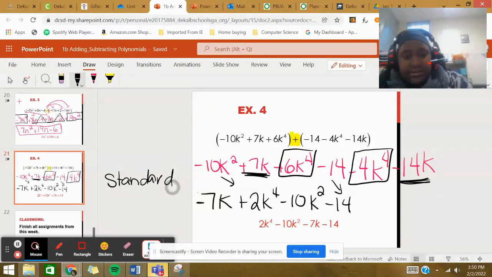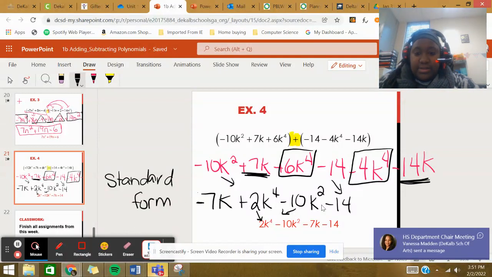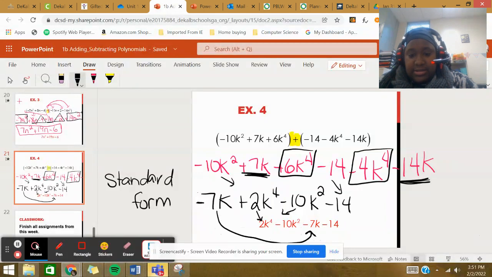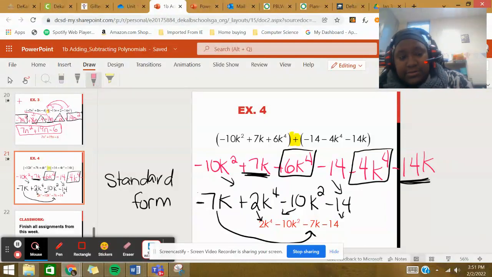And I say this over and over and over again because with polynomial expressions, everything has to be in standard form. So I'm actually going to rewrite this in standard form. Our highest exponent, remember that's from highest to lowest exponent, is going to be 2k to the fourth. And then we've got negative 10k squared. And then you're going to have a negative 7k. And then finally, your constant, which doesn't have any exponent, which is 0, will be minus 14. So this is your final answer for example 4.